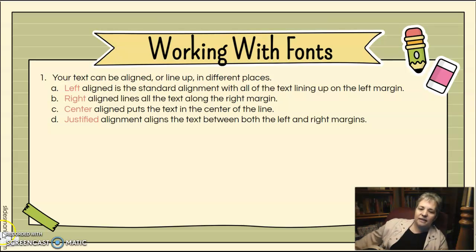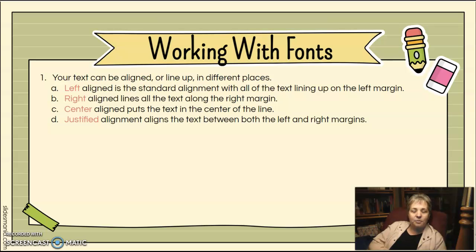And your text can be aligned or line up in different places on the page. Left aligned is the standard alignment with all of the text lining up on the left margin. Right aligned lines all the text along the right margin. Center aligned puts the text in the center of the line. Justified alignment aligns the text between both the left and right margins.